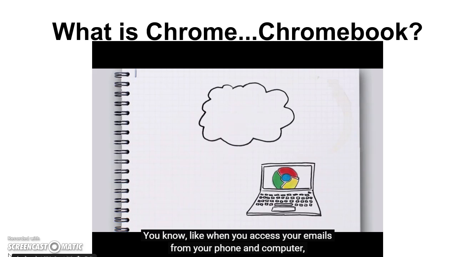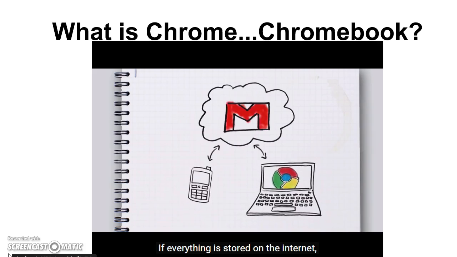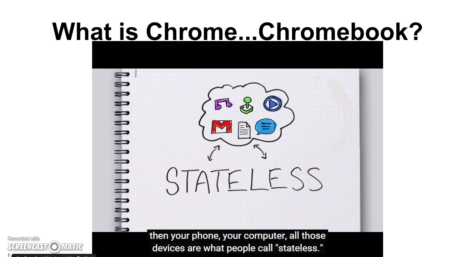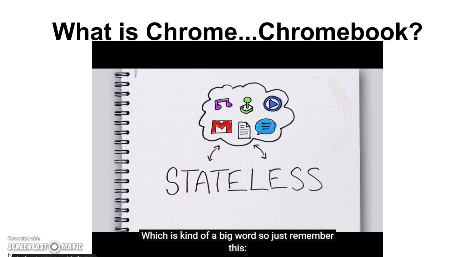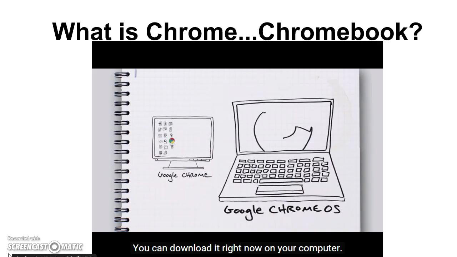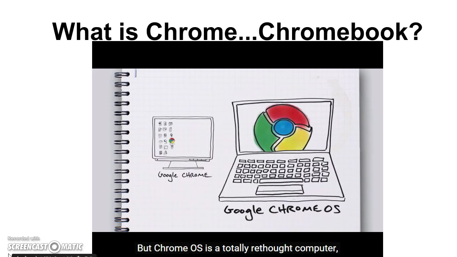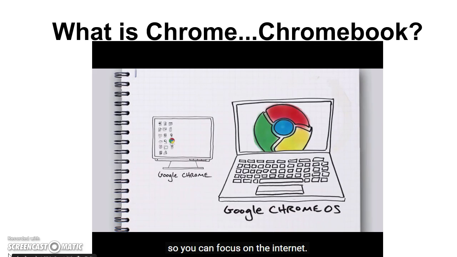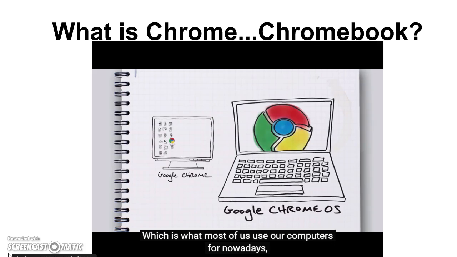You know, like when you access your emails from your computer and your phone. The email isn't stored on either device. So if everything's stored on the internet, then your phone, your computer, all of these devices are what people call stateless. Which is kind of a big word, so maybe just remember this. Chrome is a totally rethought web browser. You can download it right now on your computer. But Chrome OS is a totally rethought computer that lets you stop worrying about your computer so you could focus on the internet. Which is what most of us use our computers for nowadays, anyways.